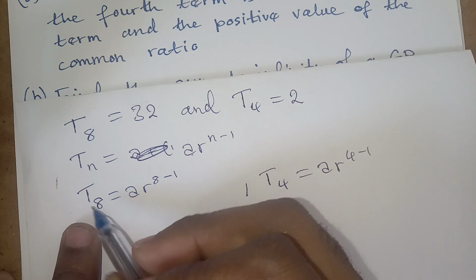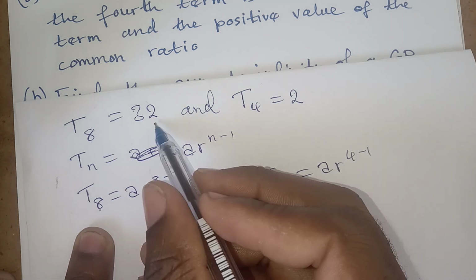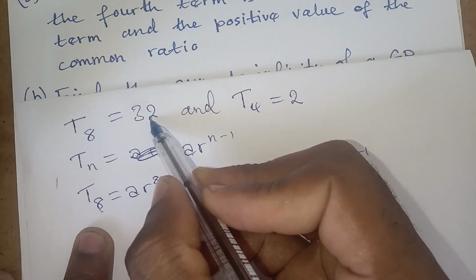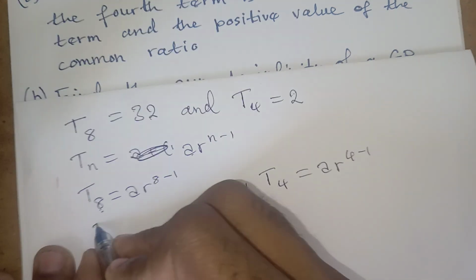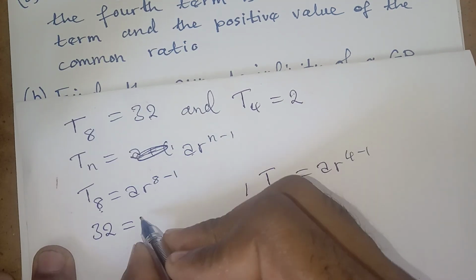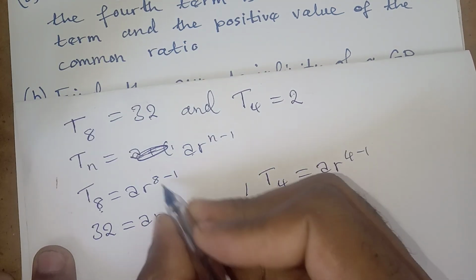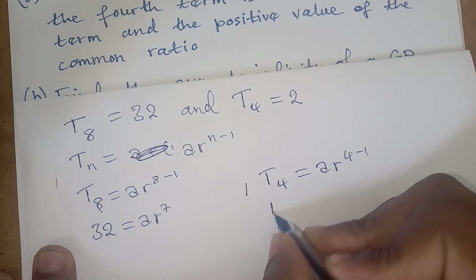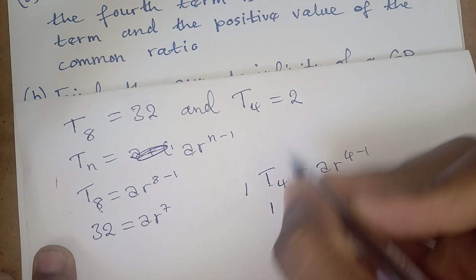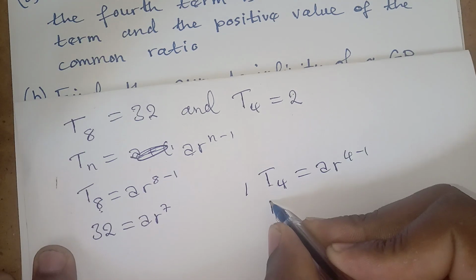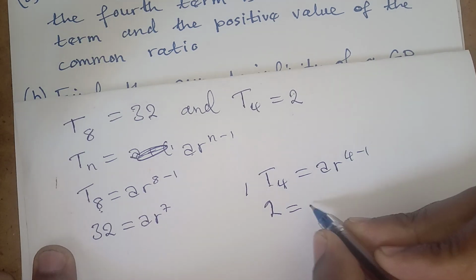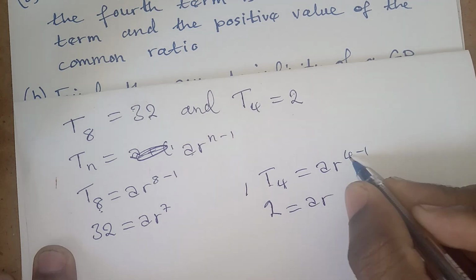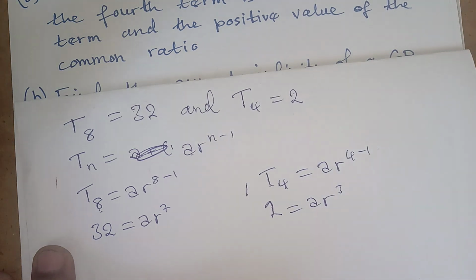But then you know what t sub 8 is, or the eighth term. This is 32. So you can simply write your 32 there. Then this will be ar to the power 7. Then this side you have t sub 4 is equal to 2. So you can just write the 2 there and have this. This minus this is 3.